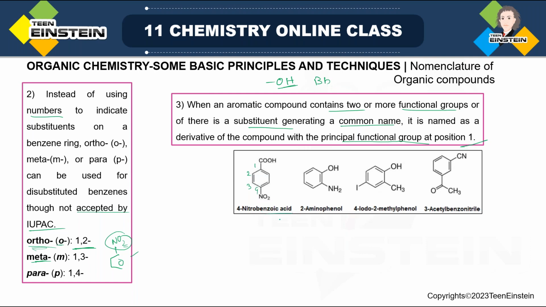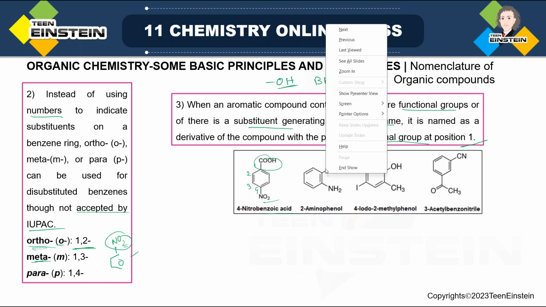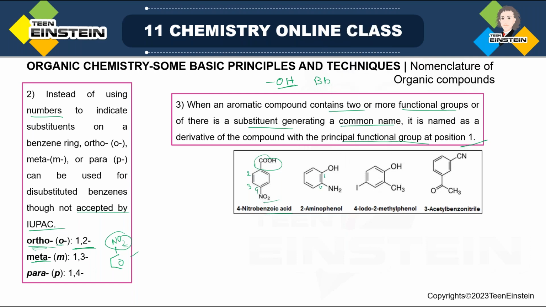See, we have not used benzene because we are giving preference to this. NO2 is treated as a substituent, which is at the 4 position. We are ending it with benzoic acid because CO2H attached to a benzene ring is benzoic acid. The next one is number 1. This is number 2. So the NH2 group is treated as a substituent, so it is 2-amino, and this whole portion will be treated as phenol. Come to the next one.